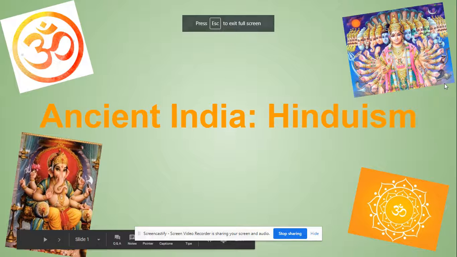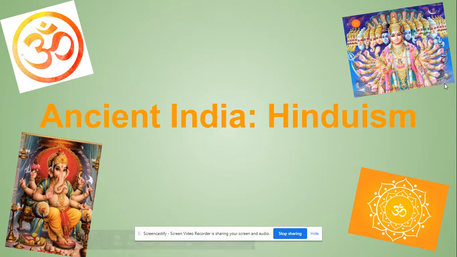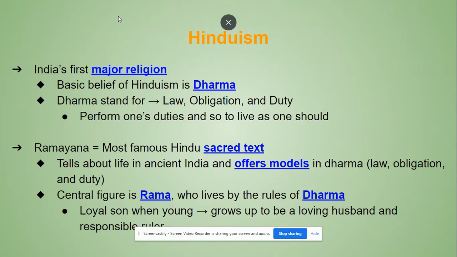So this is a little bit of background about Hinduism in ancient India. As we go through this, you should be filling in your worksheet with some of these notes about Hinduism. Understand that Hinduism is a very, very important religion in the world today. There are over 1 billion Hindus living in the world today, most of them in India. India is primarily Hindu. Feel free to pause this to fill in the notes. But first, the major religion is Hinduism.